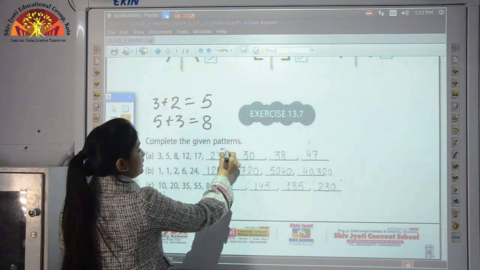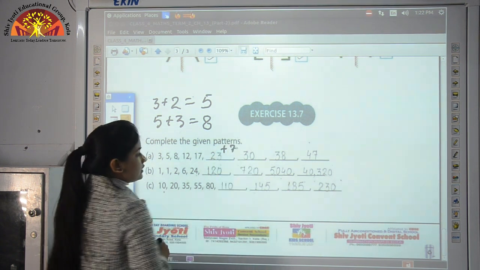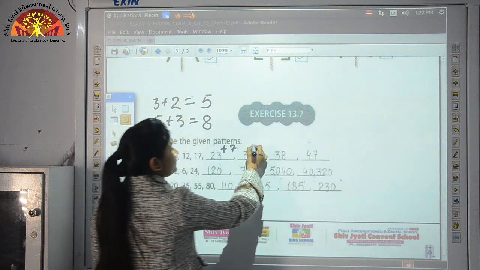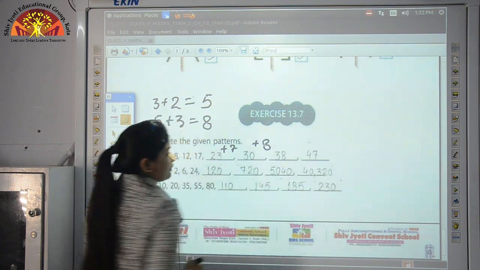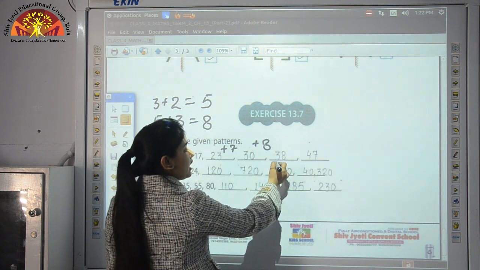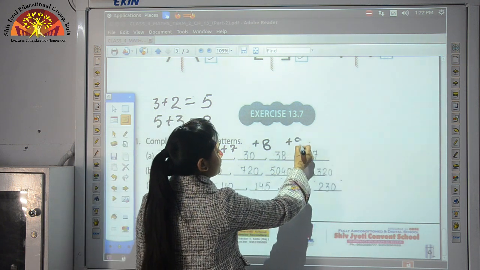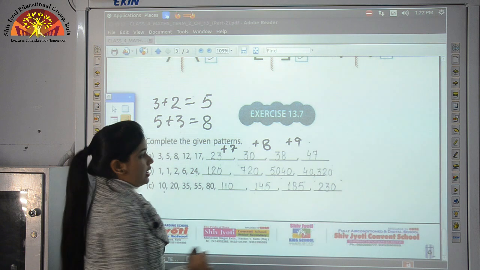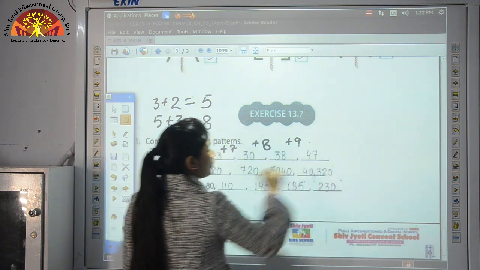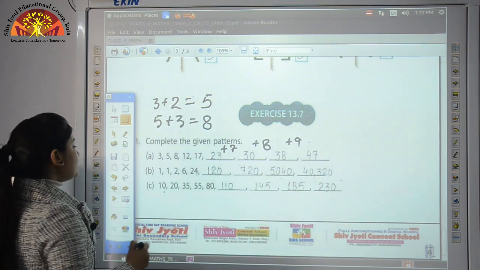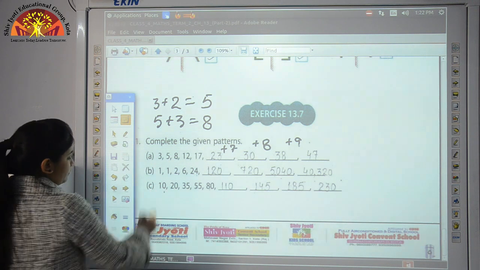23, and now I will do plus 7, so I will get 30. To find the next number, I have to do plus 8, then I will get the next number, that is 38, and to find the next number, I have to do plus 9, and the next number will be 47. Is it clear students? In this way you can do B and C part also.